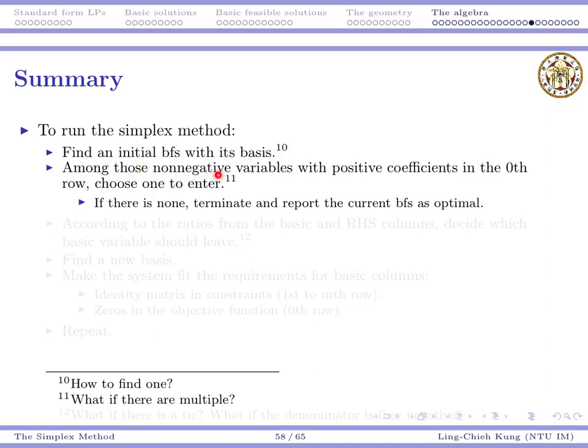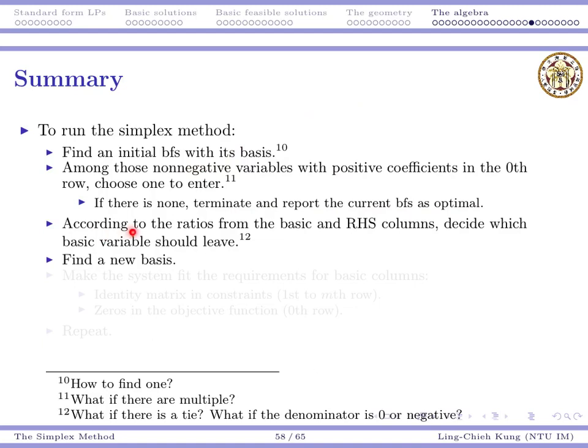And then, among those non-basic variables, I need to choose one to enter, and that one must have positive coefficients in the objective row. If there is no one, then I can terminate the process and say that the current basic feasible solution is optimal, because I cannot improve further.